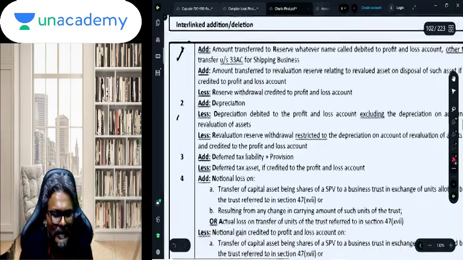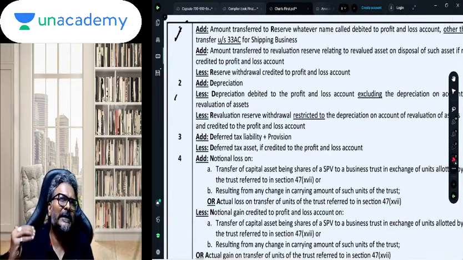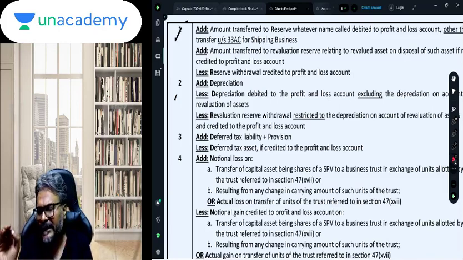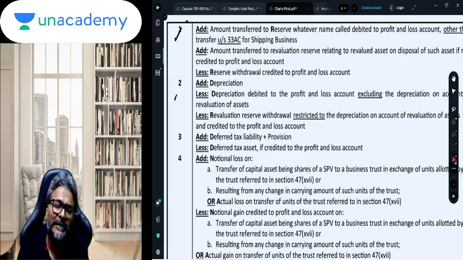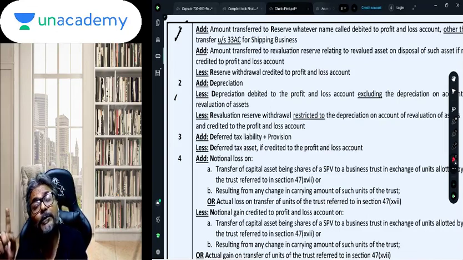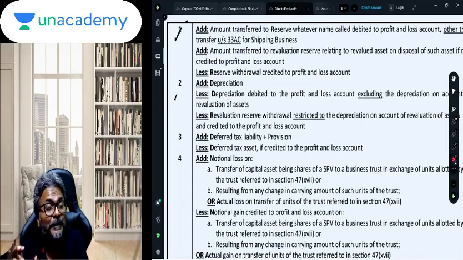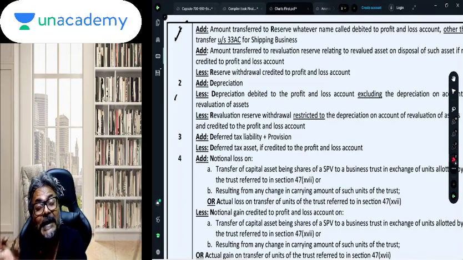Point number two, students, is about the depreciation. If supposedly there is any revaluation that may have taken place in the books of accounts, then whatever is the excess depreciation that you may have claimed on the revalued portion of the asset, that much portion of the excess depreciation needs to be added back in computing the book profit. This is the crux of this particular adjustment.